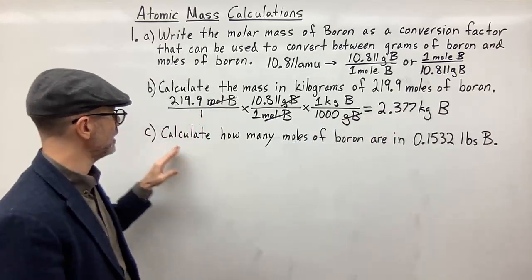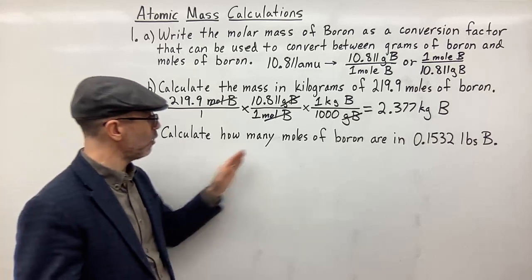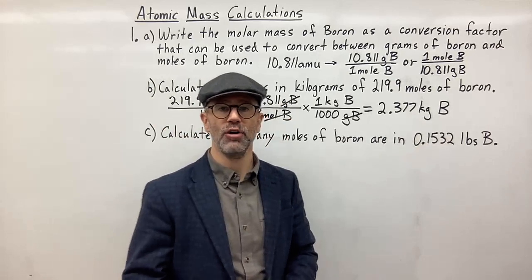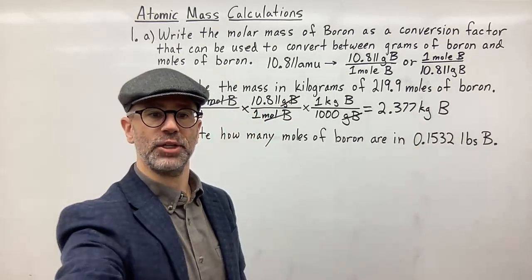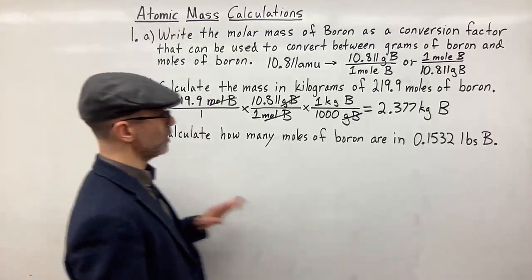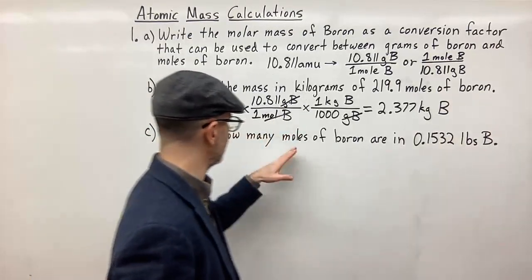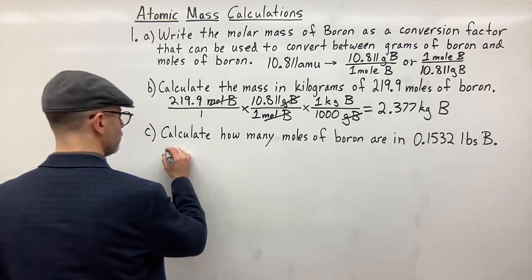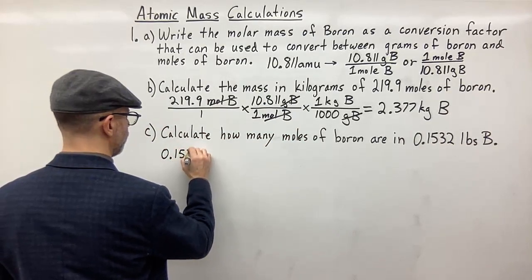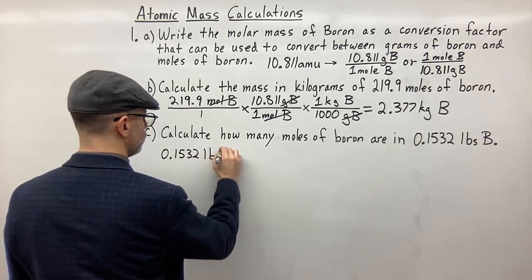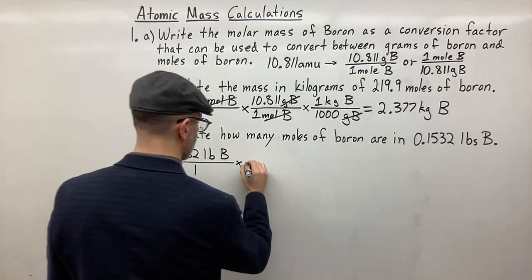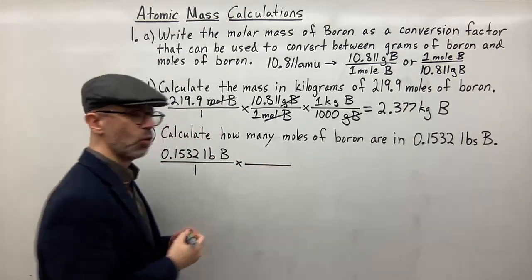So next is C. Now we're going to calculate how many moles of boron are in this many pounds of boron. So let's do that one. Okay, so now I'm given pounds of boron and I need to get to moles. So we'll start with pounds. So I have 0.1532 pounds of boron over 1.